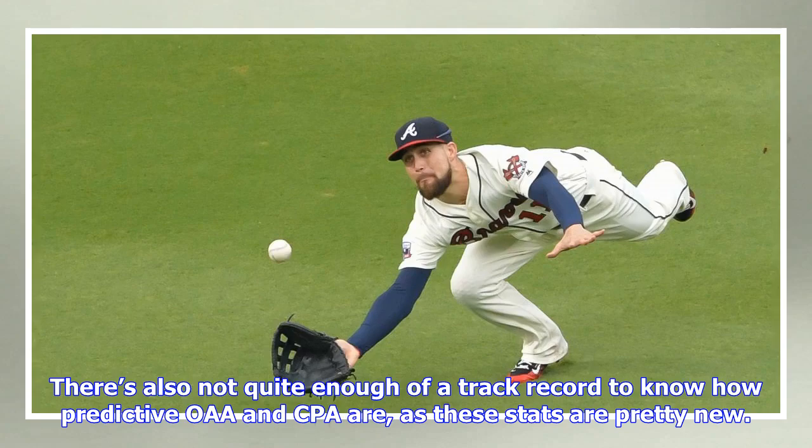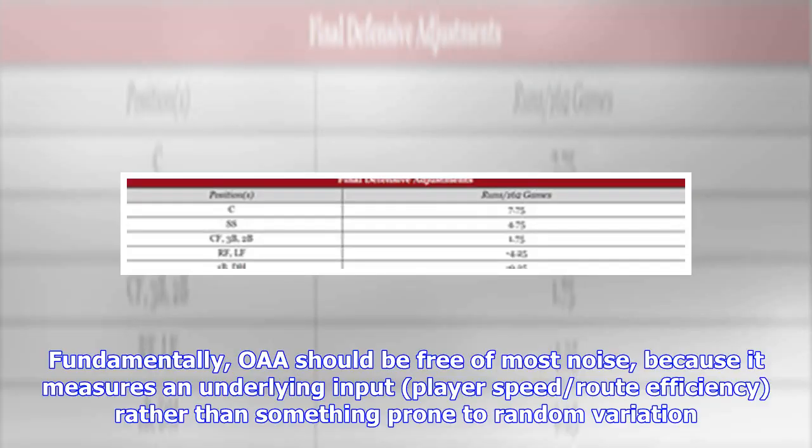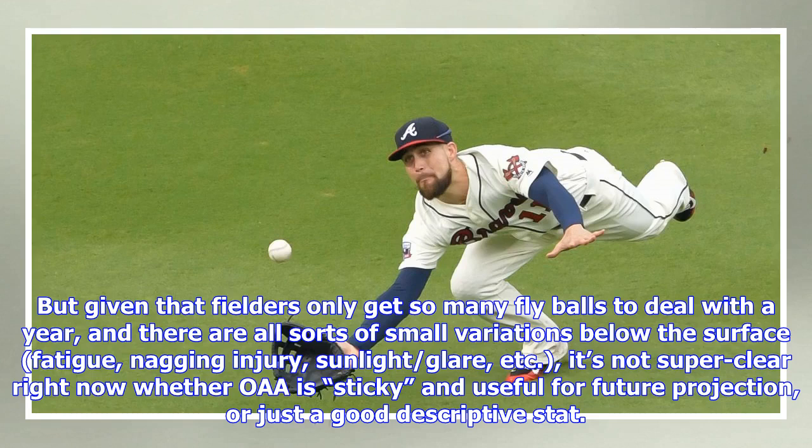There's also not quite enough of a track record to know how predictive OAA and CPA are, as these stats are pretty new. Fundamentally, OAA should be free of most noise because it measures an underlying input, player speed and route efficiency, rather than something prone to random variation. But given that fielders only get so many fly balls to deal with a year, and there are all sorts of small variations below the surface, fatigue, nagging injury, sunlight glare, etc., it's not super clear right now whether OAA is sticky and useful for future projection, or just a good descriptive stat.